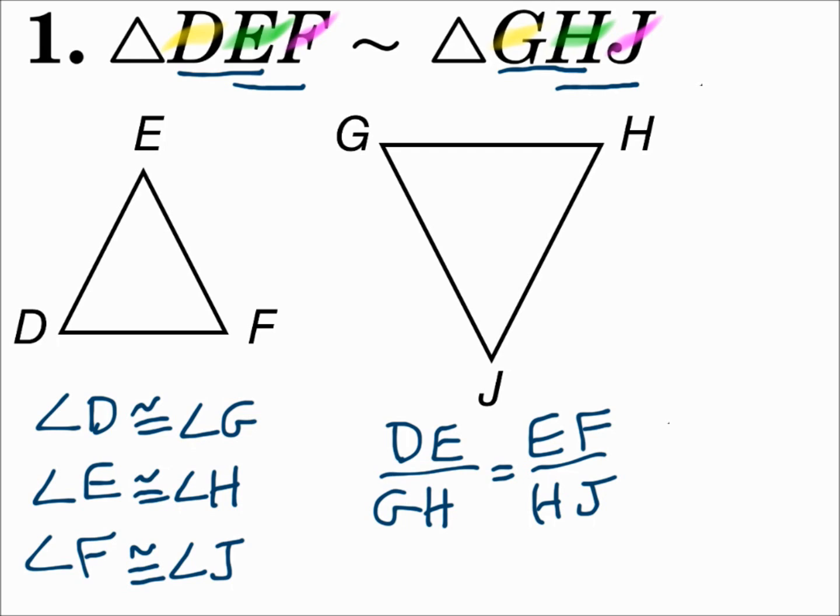Finally, do the first and last vertices, D and F, and G and J. So DF over GJ. Pair the angles up according to the way they appear in the similarity statement, make them congruent to each other. And pair the sides up as well, except make the sides in proportions. Make sure that the proportion is organized. We did left triangle over right triangle for each of the three pairs of sides.